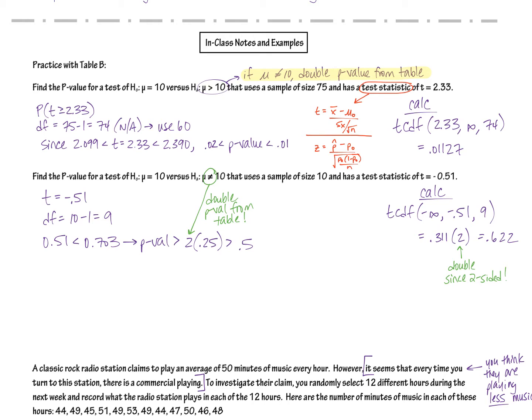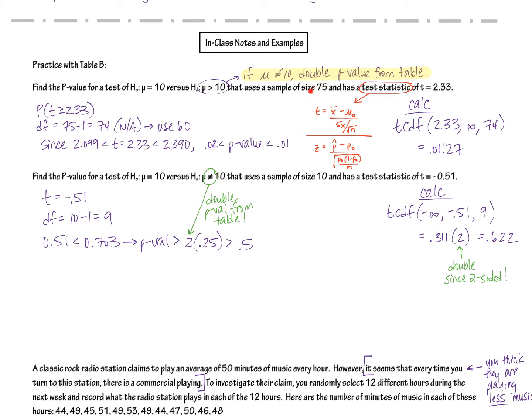Anyway, so what we're going to do is calculate this test statistic, and we've got an H0 and an Ha here. This is a one-sided test. Just make a note here that if it was a two-sided test, you would be doubling the p-value from the table. Just keep that in mind. I'll talk about that when I do the second one. But we have a sample size of 75.